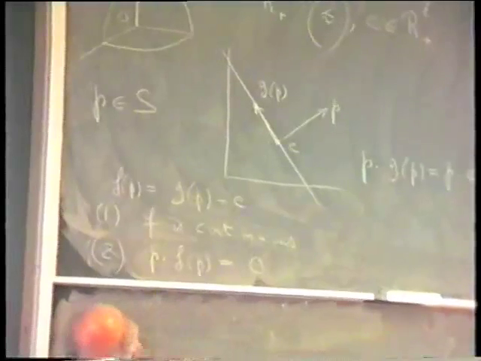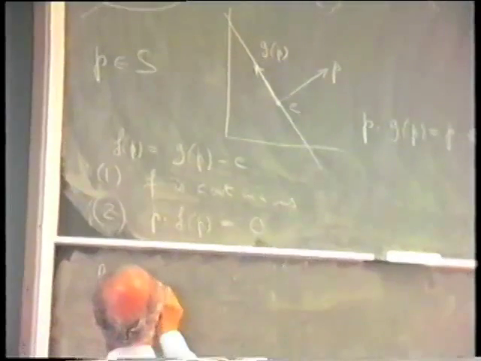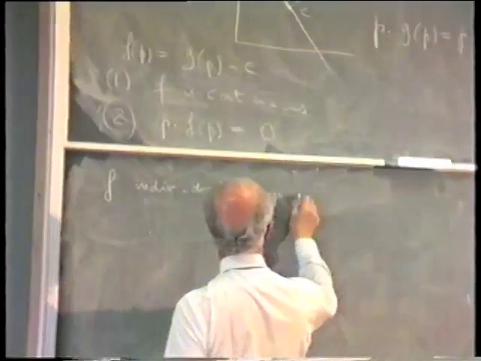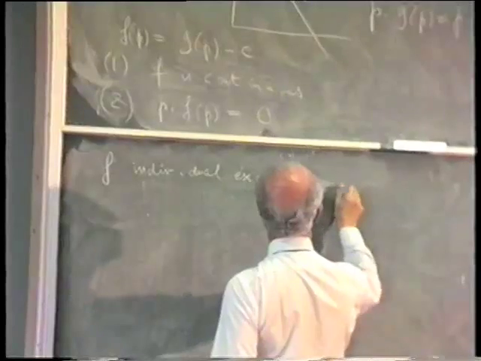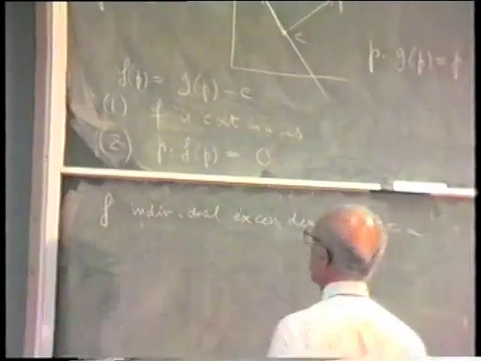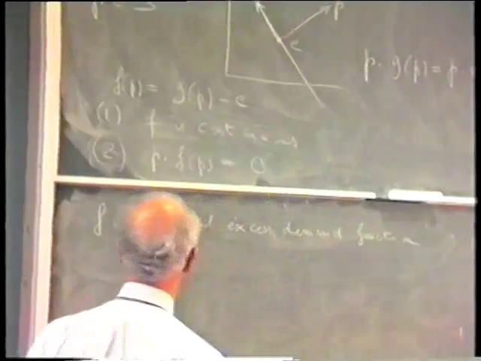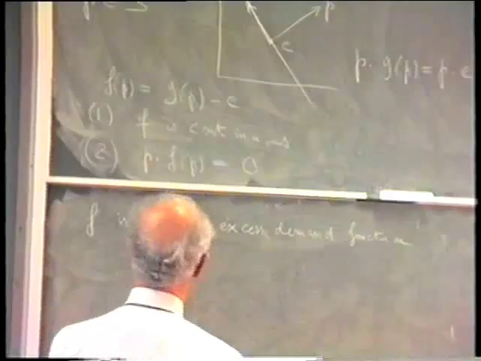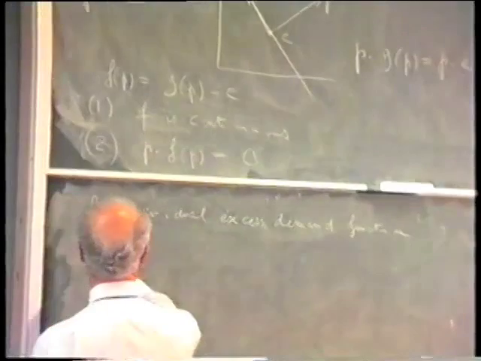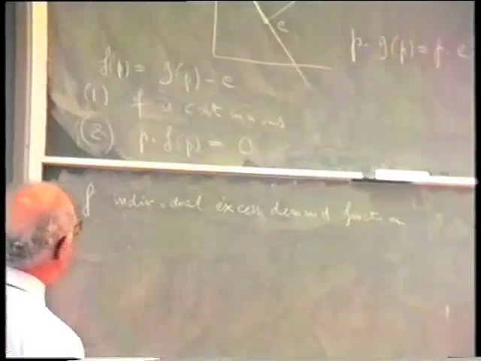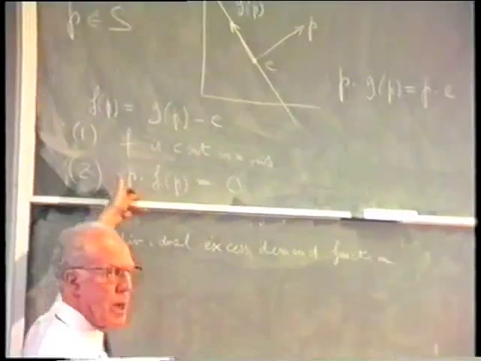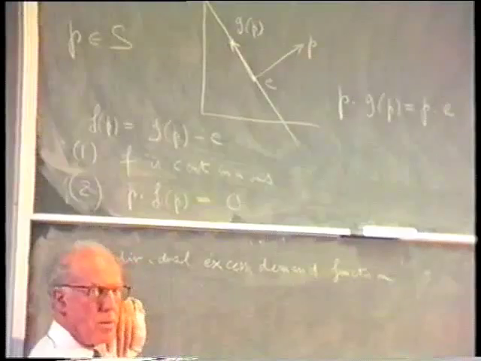So F is the individual excess demand function for this consumer. If we take an economy made up of a finite number of consumers, then the aggregate excess demand function is obtained by summing the individual F, and those two properties carry over in the summation process.